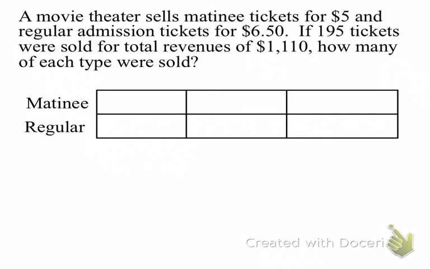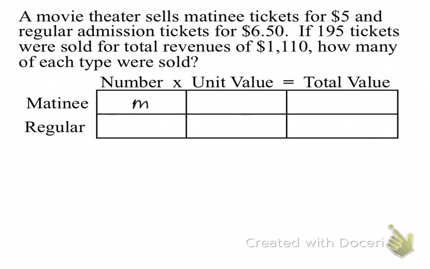A movie theater sells matinee tickets for $5 and regular admission for $6.50. If 195 tickets were sold for total revenue of $1,110, how many of each type were sold? So, what am I putting under matinee? How about M? What are we putting under regular? Good. What is the unit rate of a matinee? 5. And the other one? 6.50. Multiply across, what do we get? 5M, 6.5R.